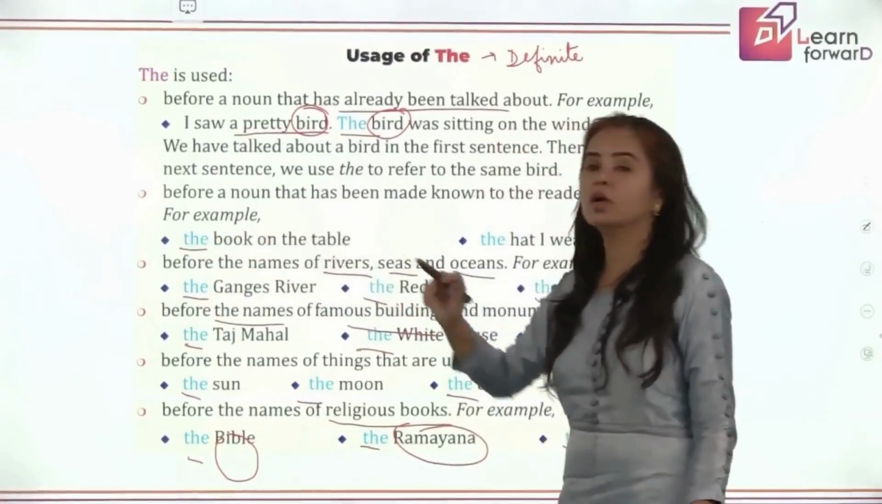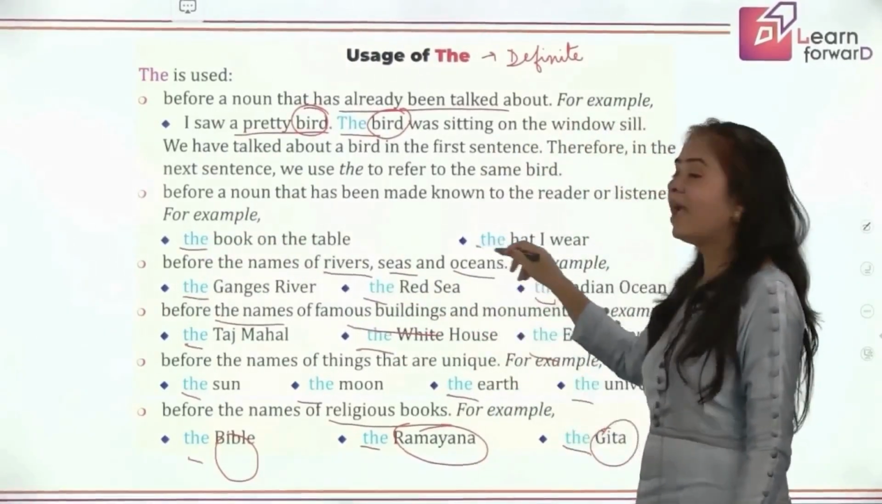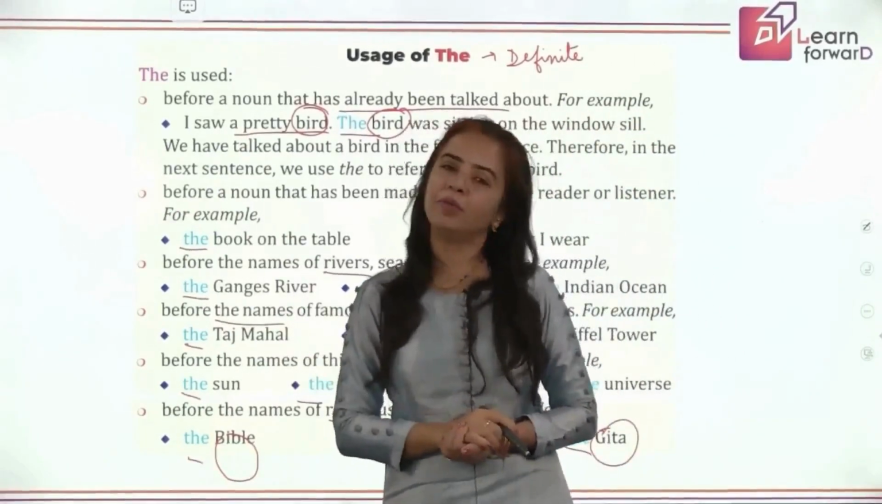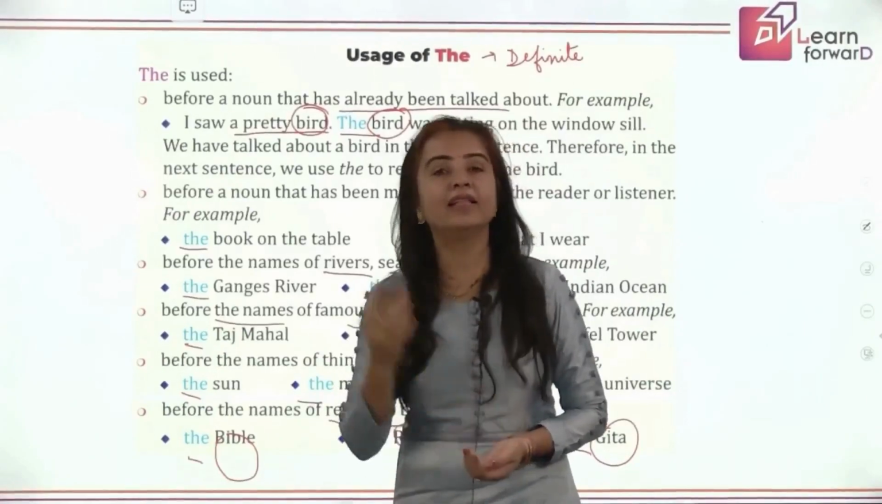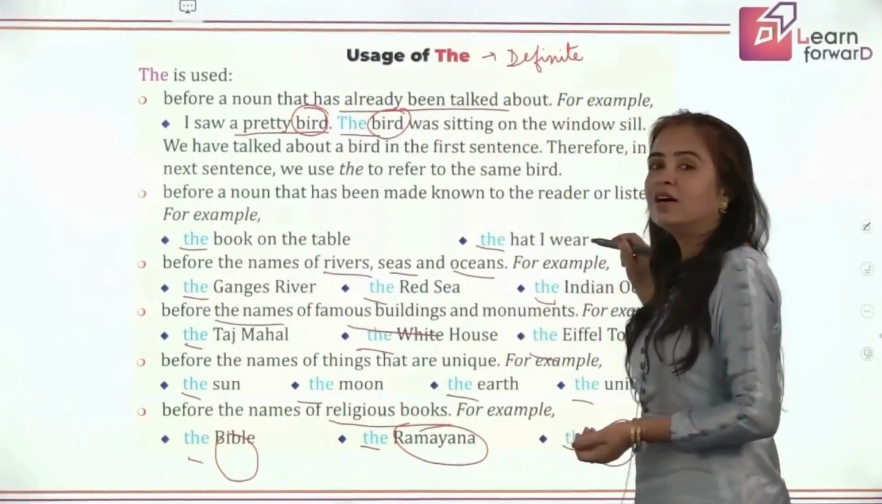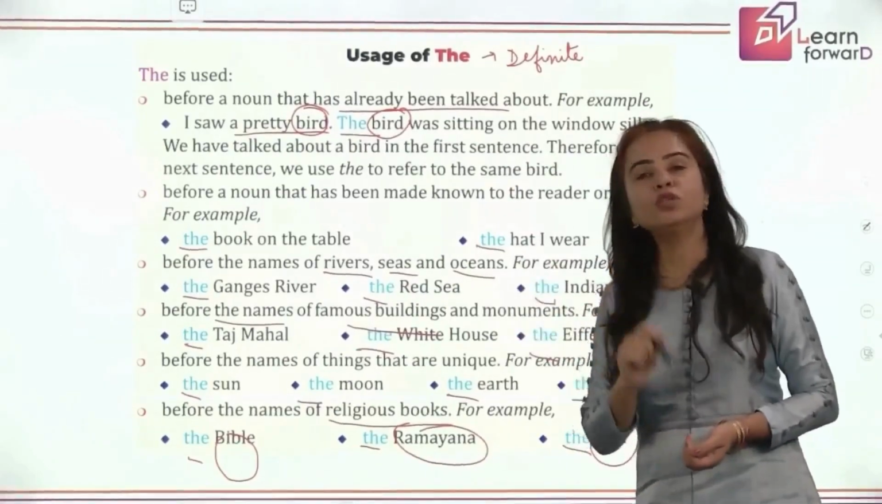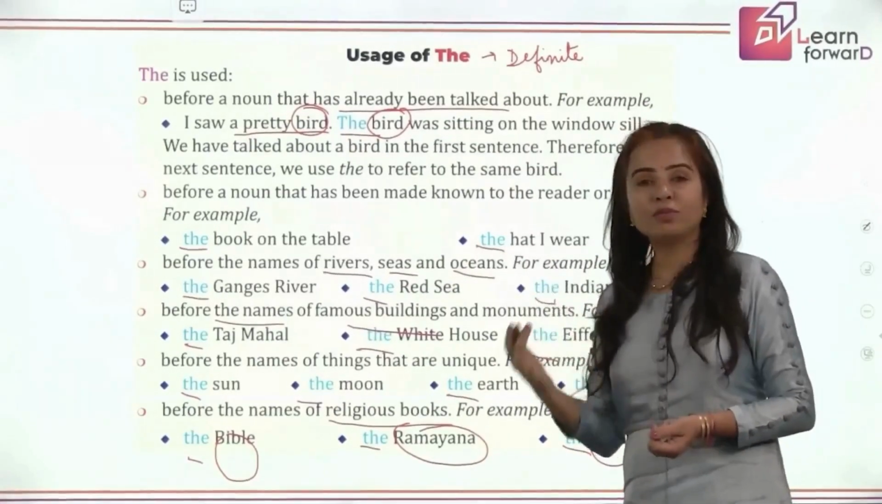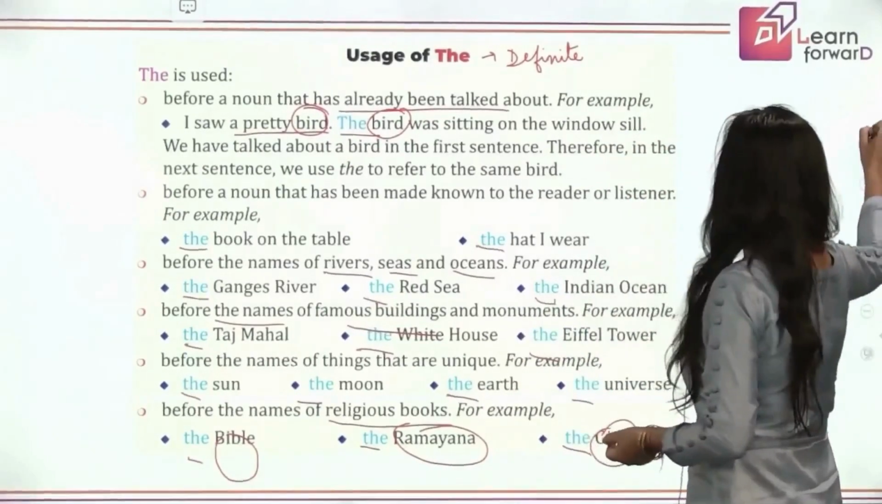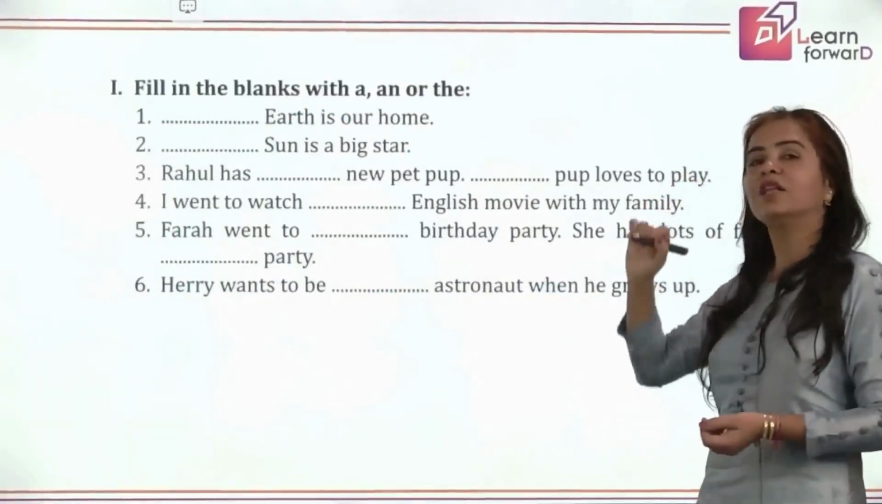See, the book on the table. The hat that I wear. That means it's not any ordinary cap. I'm talking only about the hat that I wear. One more use is, we use 'the' before the names of newspapers also, like the Times of India, the Economic Times, right? So that is also another use of the article 'the'.